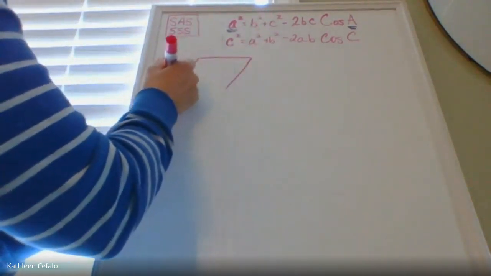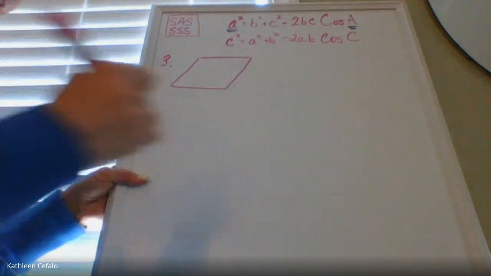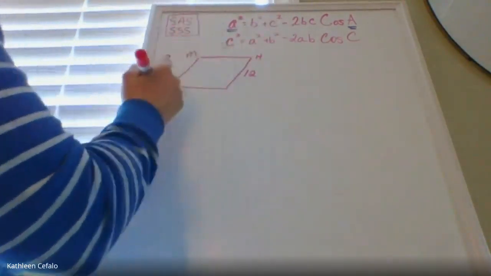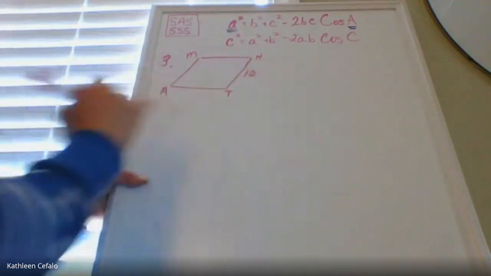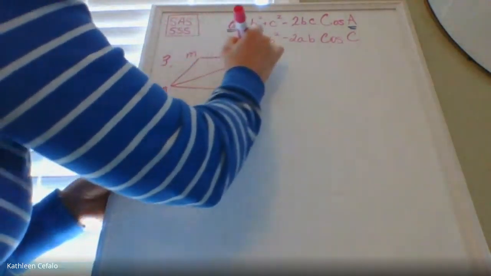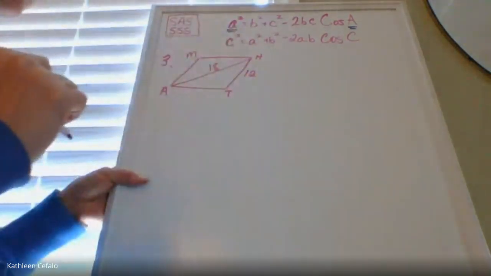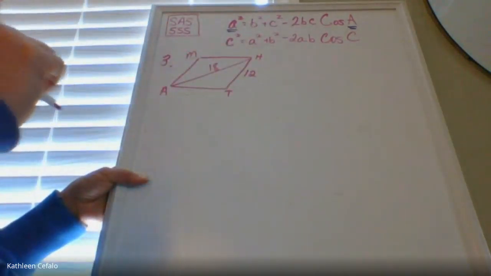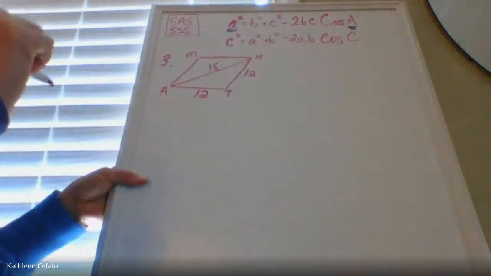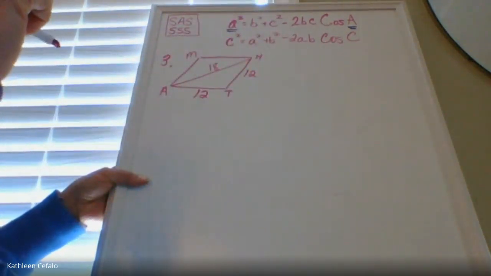So in this rhombus, I believe they have only labeled this side here. They gave us rhombus MATH, fancy labeling. And they gave us the diagonal here is 18. Okay, but I know it's a rhombus. So that means I know if that's 12, I know this is 12, I know all the way around is 12. Okay, and we have to find the larger angle.